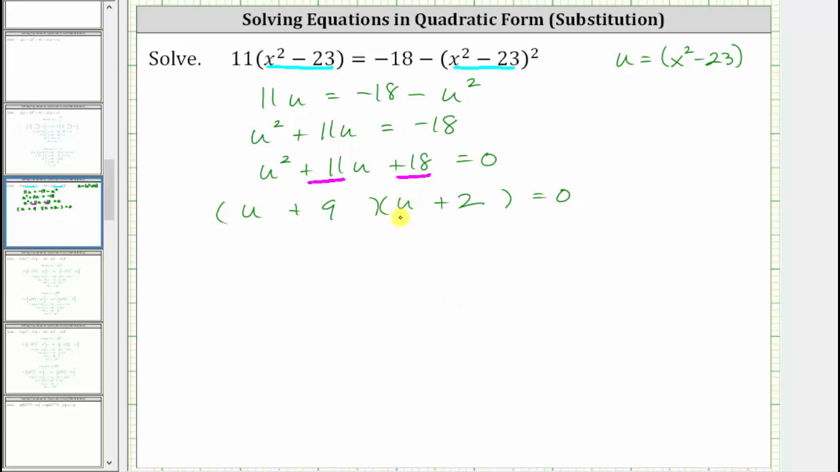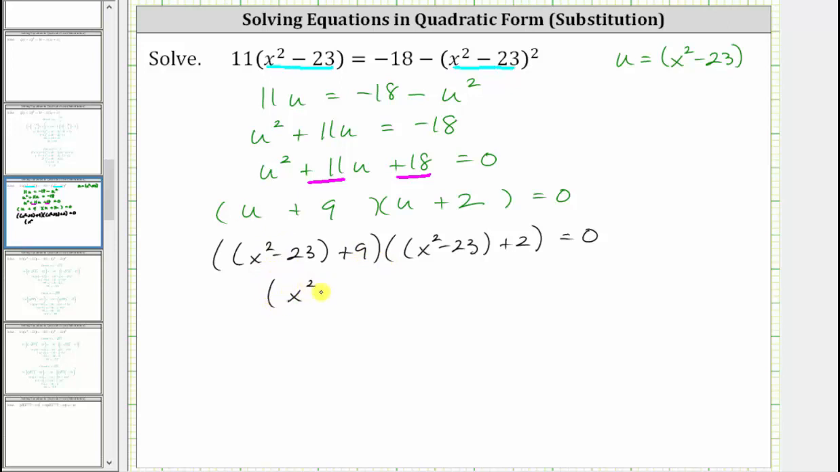Now that we have it factored in terms of u, we want to write it back in terms of x by substituting the quantity x squared minus 23 for u here and here. Performing this substitution gives us the quantity x squared minus 23 plus 9 from the first binomial, and for the second binomial, the quantity x squared minus 23 plus 2. And now let's simplify. x squared minus 23 plus 9 simplifies to x squared minus 14, and x squared minus 23 plus 2 simplifies to x squared minus 21.